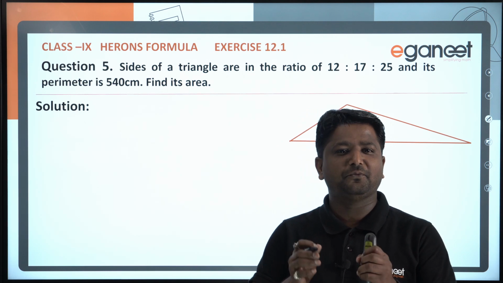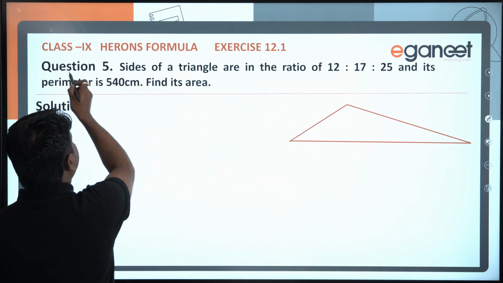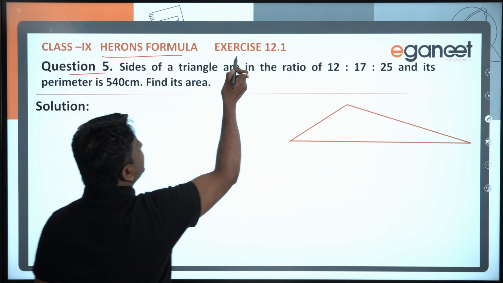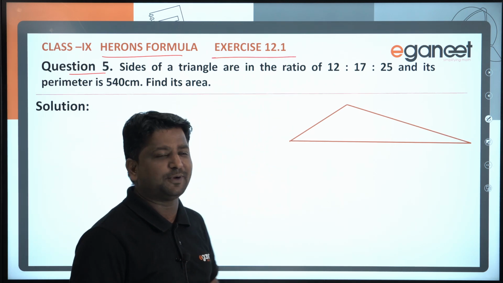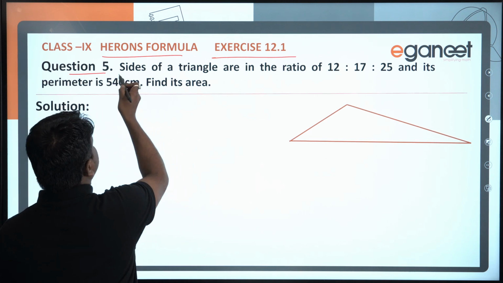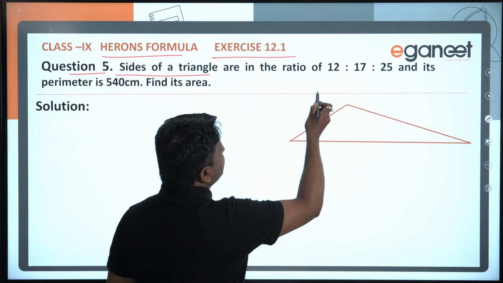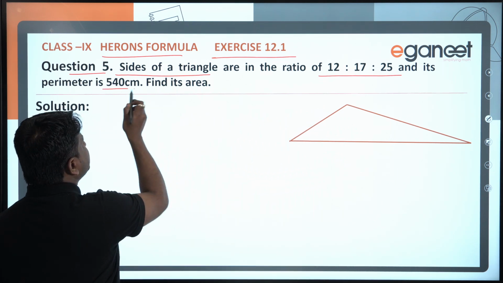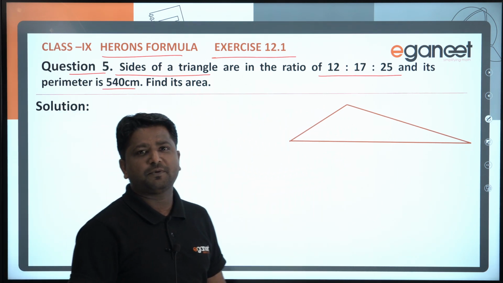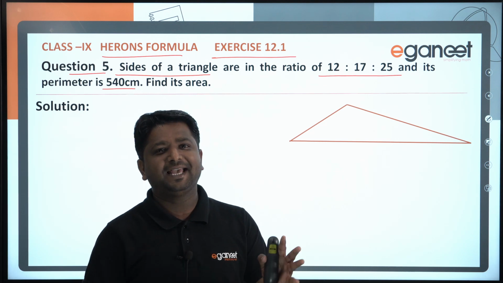In this video, we are going to solve question number 5 from Heron's formula exercise 12.1, class 9th NCERT. So let's read the question. The question is, sides of a triangle are in the ratio 12:17:25 and its perimeter is 540 centimeters. Find its area. So we have to find the area of the triangle.